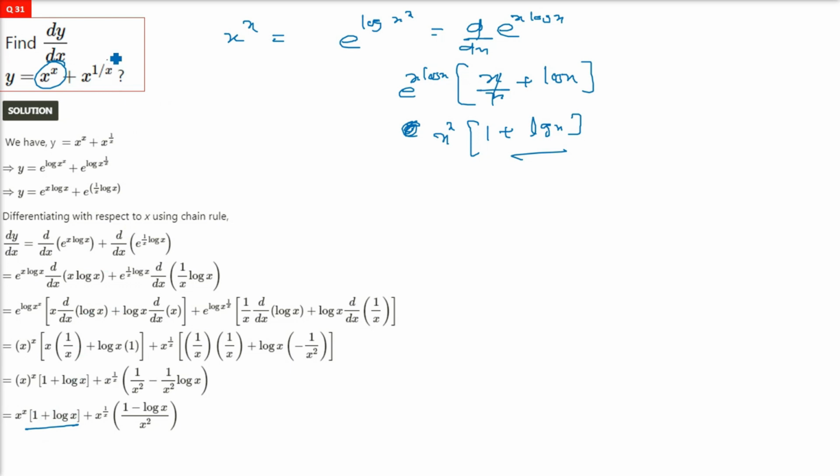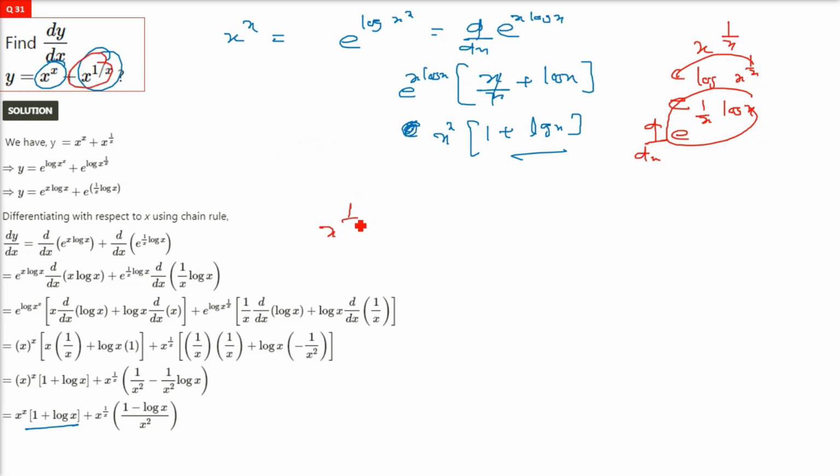Then you have the second part, x to the power 1 by x. So first part you have already seen. Second part we are doing. So e to the power log, then x to the power 1 by x. So 1 by x will come in front, log x, dy by dx of this one. So this will remain same, e to the power anything will be e to the power that thing only. So we are doing the differentiation, and first term will be x to the power 1 by x only, because same thing. And 1 by x log x, the differentiation of log x will be 1 by x.